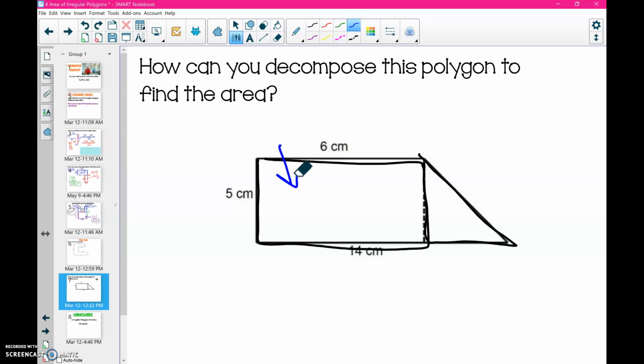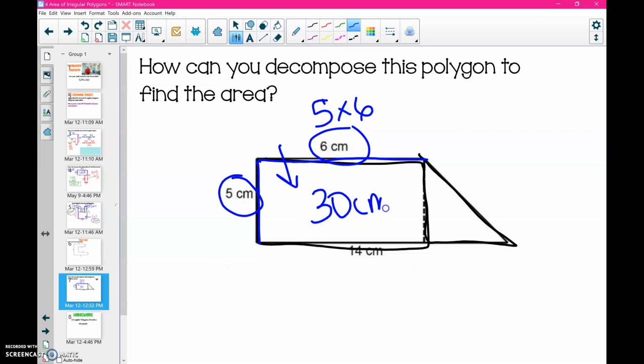If I look right here at the rectangle, I can see it has a length of 6 and a width of 5. So I'm just going to be real simple and do my length times width. And I know that that is 5 times 6 to get 30 centimeters squared. So that's how much just for the rectangle here.